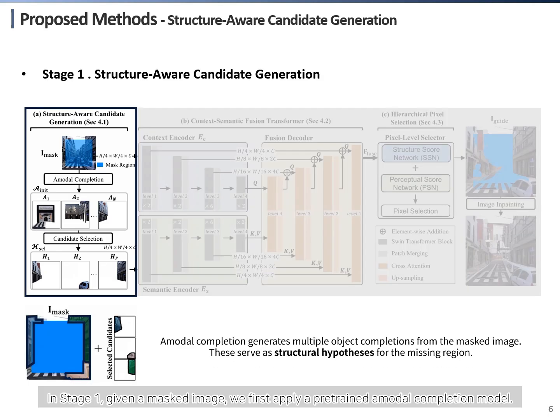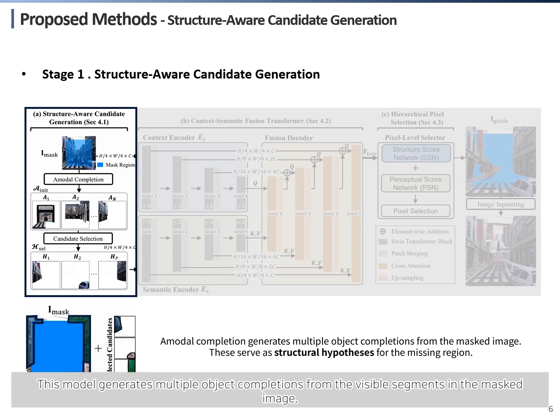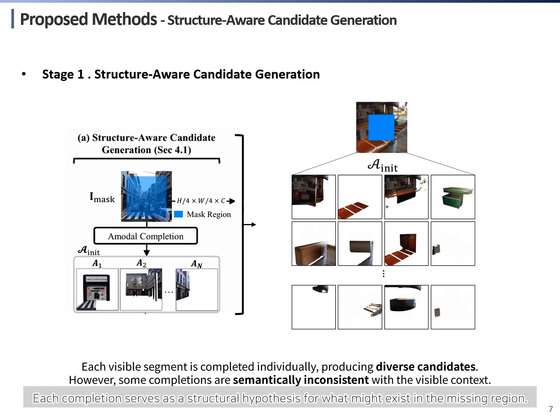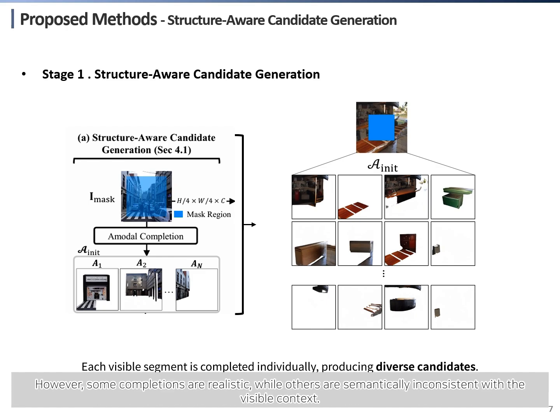Let me explain stage 1 in detail. Given a masked image, we first apply a pre-trained model completion model. This model generates multiple object completions from the visible segments in the masked image. Its completion serves as a structural hypothesis for what might exist in the missing region. Here you can see the actual model completion result. Each visible segment is completed individually, producing diverse candidates. Some completions are realistic, but others are semantically inconsistent with the visible context. This is why we need filtering.